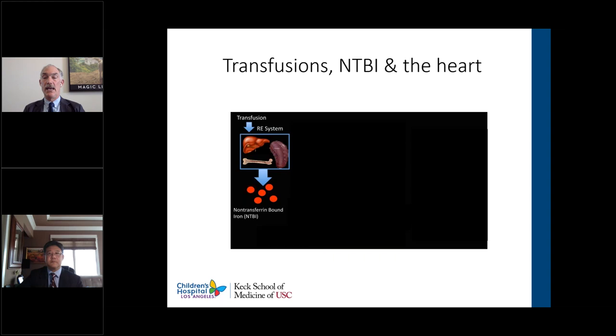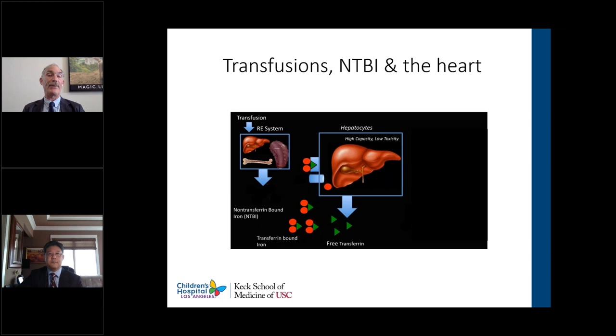Fortunately, the liver makes an iron chelator that's called transferrin. And transferrin rapidly soaks up that iron and shuttles most of it back to the bone marrow for making new red blood cells. The excess iron is taken off to the liver for long-term storage, and the liver has a high capacity for storing iron relatively safely.